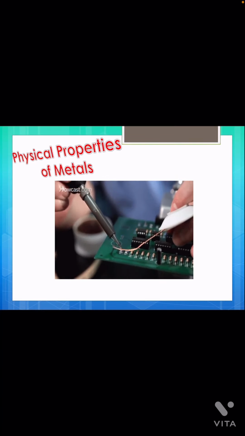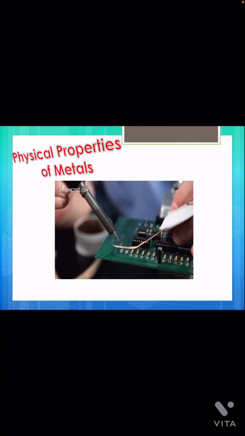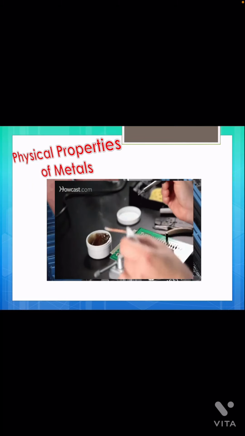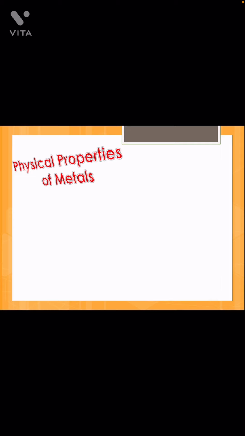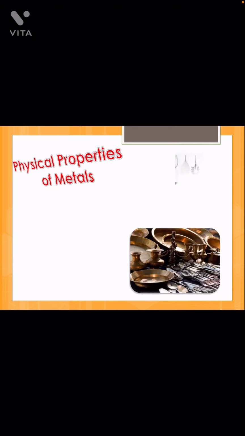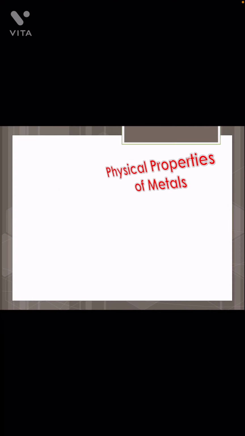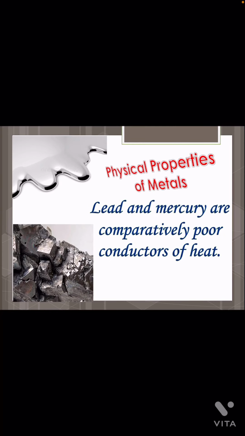Did you see a soldering iron? A soldering iron is made of iron with a tip made of copper, because copper is a much better conductor of heat than iron. And aluminium is used in computer motherboards and LED lights because it is a good conductor of heat. The best conductors of heat are silver and copper. Lead and mercury are comparatively poor conductors of heat.